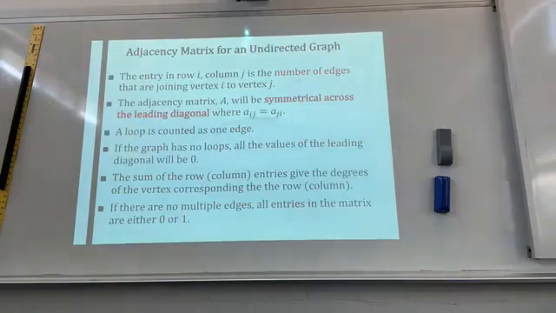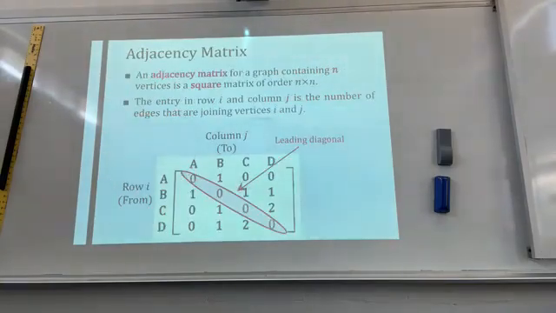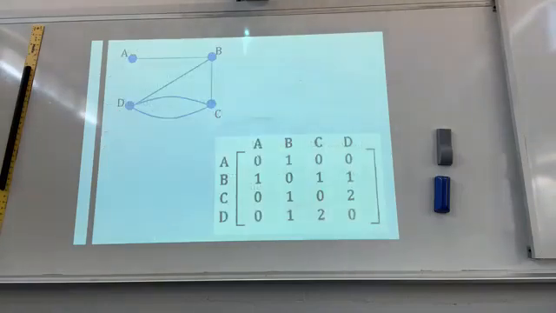If there are no multiple edges, all entries in the matrix are either 0 or 1. You can see that in that case, D to C, there are 2 edges. So you can see the degree going into D is 3. You've got 3 edges: B to D and C to D twice. So if I want to draw that, this is the way I would draw it.